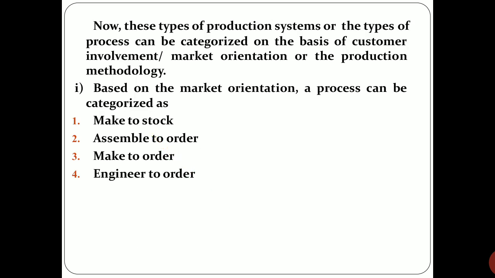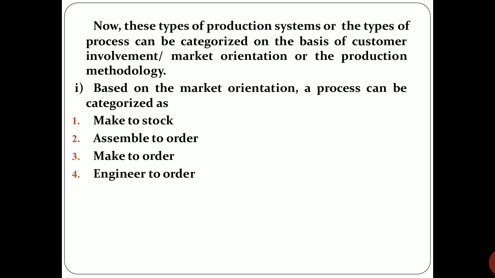So we are going to discuss as many as 5 types, but before that we can divide the whole types of production system on the basis of 2 categories. One is based on market. See, process can be of 2 types. How? It can be bifurcated on the basis of market orientation. A process can be categorized as make to stock. That means you are making just to stock, right? There is no demand, even though you are stocking it, right?